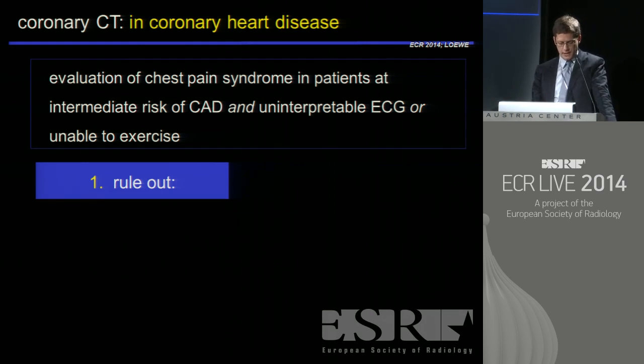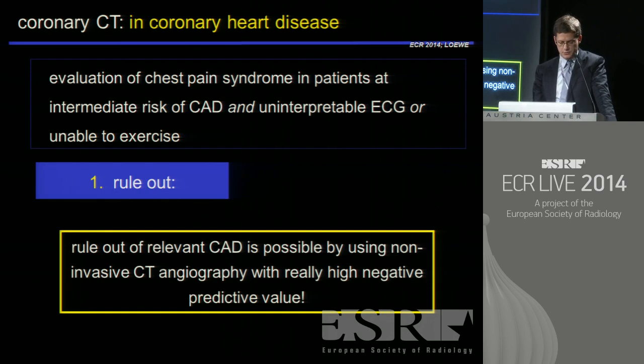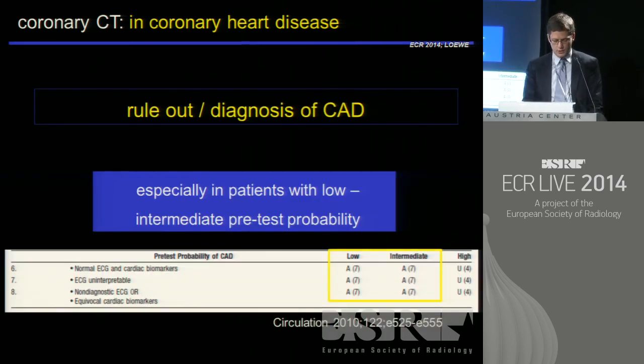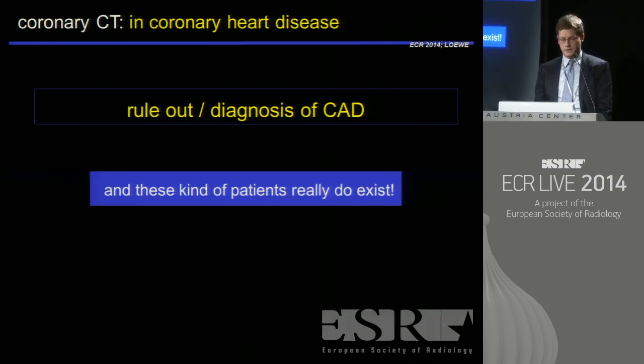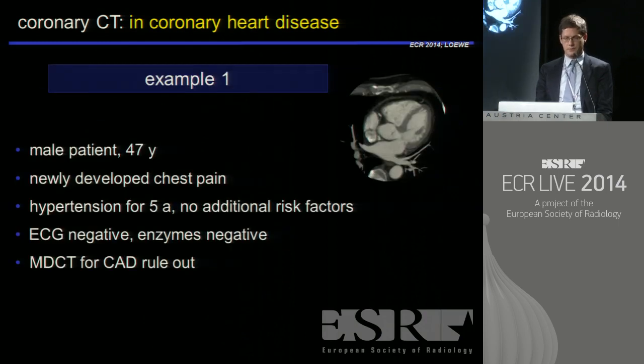So it's a perfect indication since cardiac CT is able to rule out the coronary artery disease with a really high negative predictive value. And I will show you that there are some patients in whom this indication is really important. Again, it's recommended to use it only in patients with a low to intermediate pretest probability. And these kinds of patients really do exist. There are a couple of patients in the clinical routine like this. So a male patient around 50 years old with a newly developed chest pain, hypertension for 5 years as the single risk factor. So it's a typical low to intermediate risk situation.